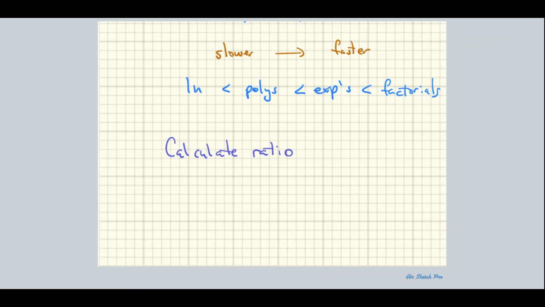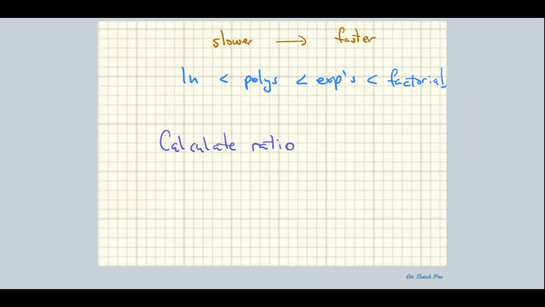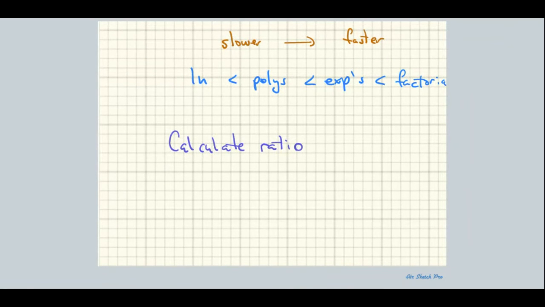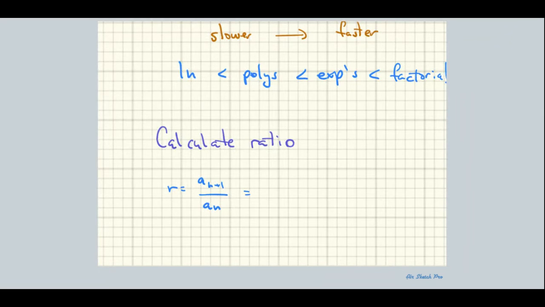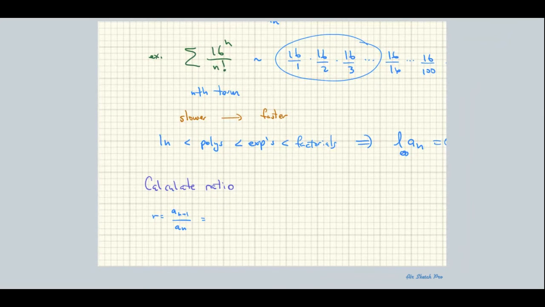Okay, so we're going to calculate the ratio, a sub n plus 1 over a sub n. You can call it r if you like, doesn't matter. But I need to be able to figure it out. So let's look at what's the n plus 1th term.